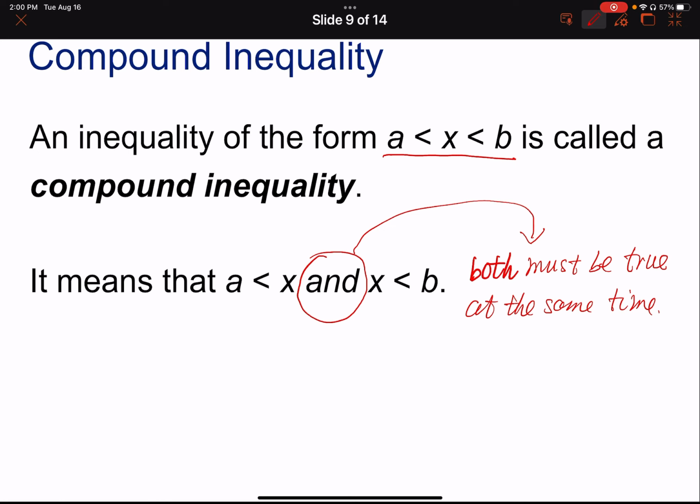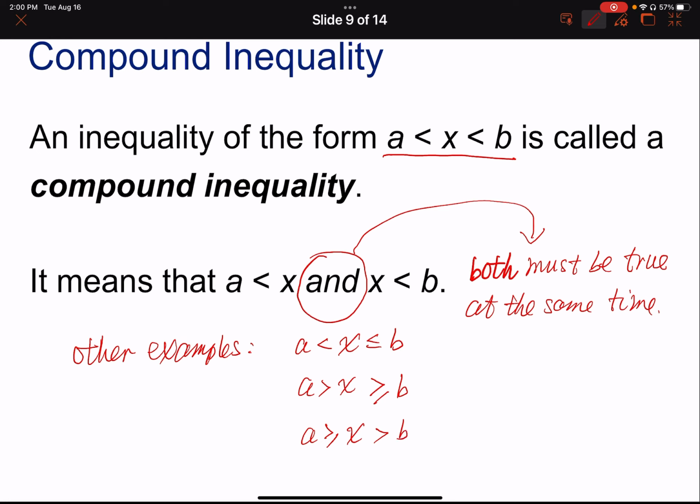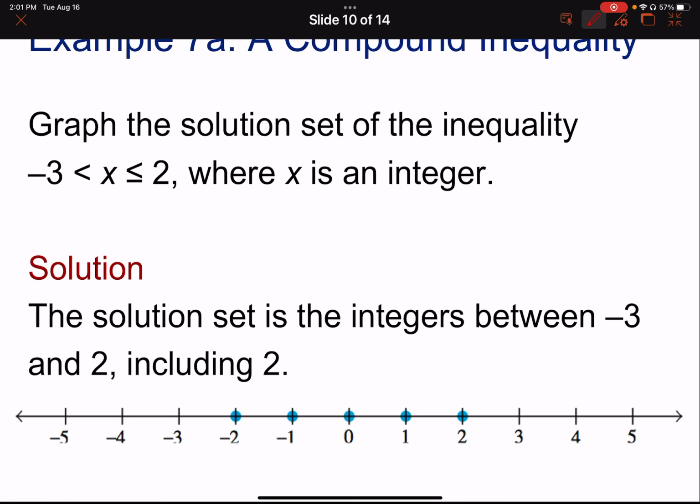This is one example. Other examples: a less than x less than or equal to b, a greater than x greater than or equal to b, a greater than or equal to x greater than b, etc. Right? All those are examples of compound inequality.